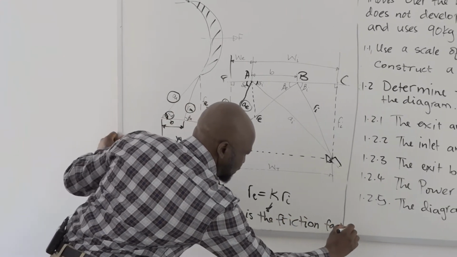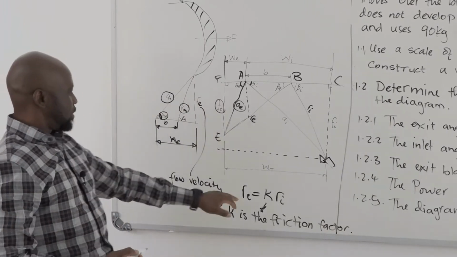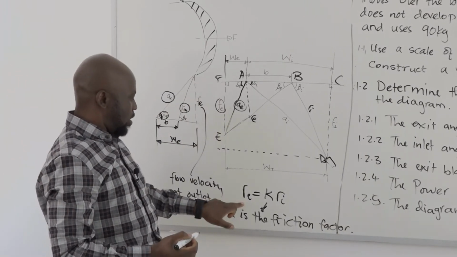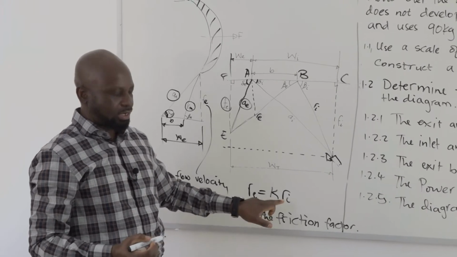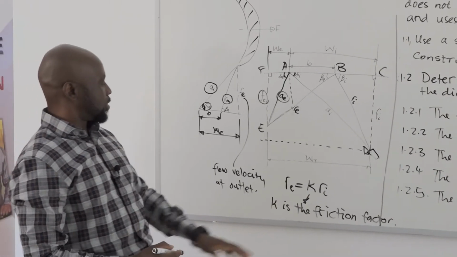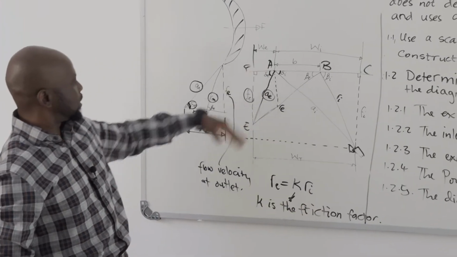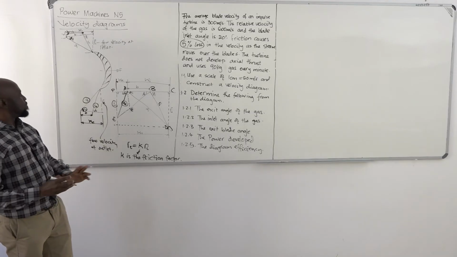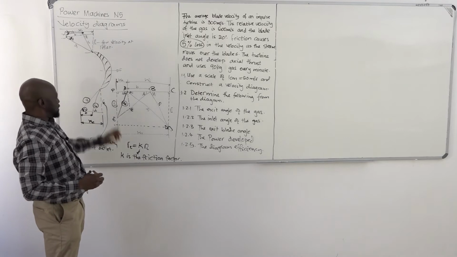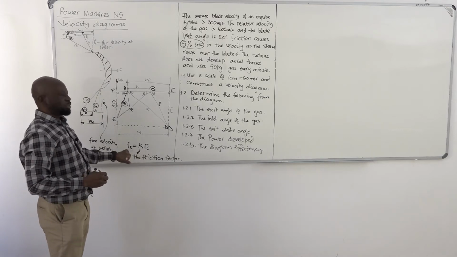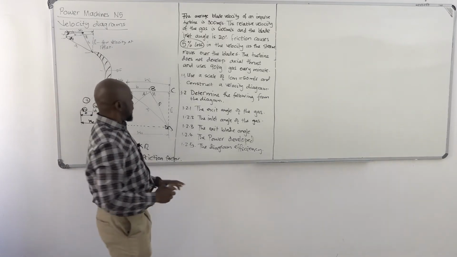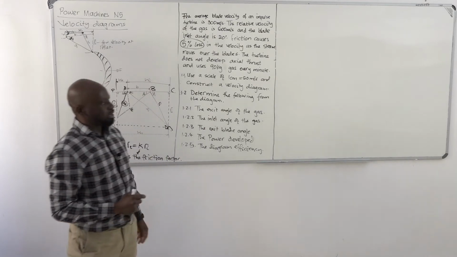K is the friction factor. That is the relationship between the relative velocity at outlet to the relative velocity at inlet. Our relative velocity at outlet is always going to be less than the relative velocity at inlet because of the frictional forces, unless frictional losses are negligible. So it means Ri is going to be equal to Re. Right, now let's go to the velocity diagram.